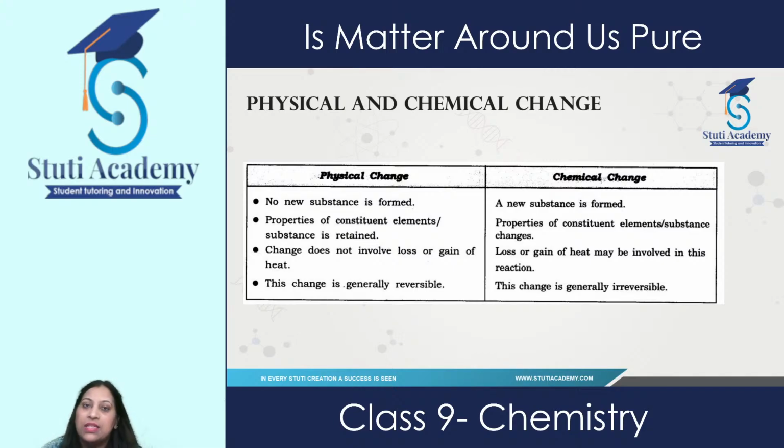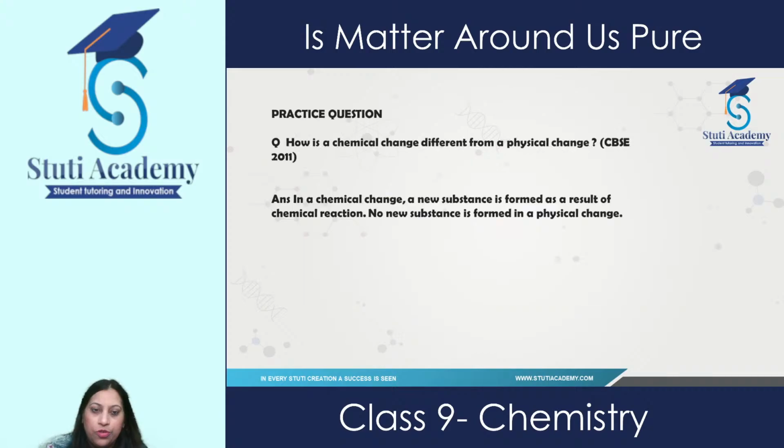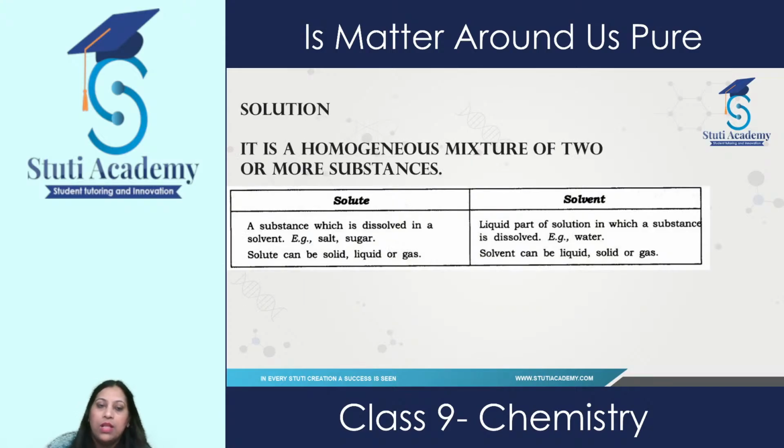In the previous class, I discussed physical and chemical changes also. I explained the difference between physical and chemical changes by giving a few examples. So I hope that topic is clear to you. We have already started with solution. This also I have explained, what a solution is and what it comprises. As I told you, a solution is a homogeneous mixture, and it is a combination of two things, solute and solvent, and that's why we call it a binary solution.